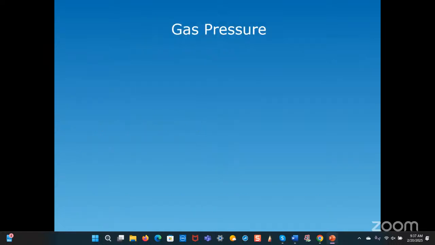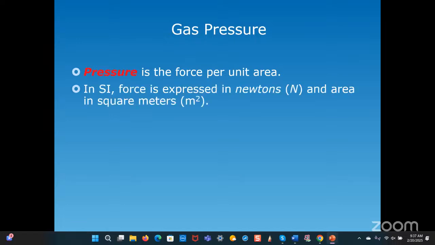So let's talk about pressure. I referred to pressure earlier. Let's define what we mean by pressure. Pressure by definition is the force per unit area, all right? And there's a formula that can be used, which is P is equal to F divided by A, right? P is pressure, F is force, and A is area.